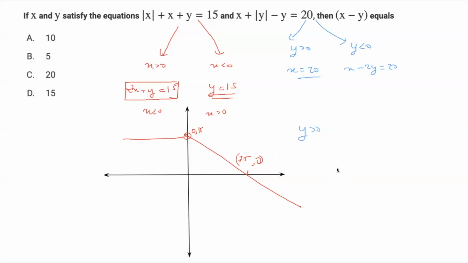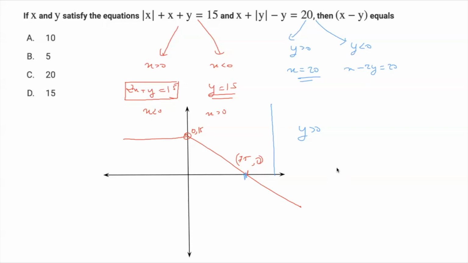Now, y will be greater than 0. In that case, the equation is x equals 20. And you can observe very clearly, guys, y is greater than 0 in the first and second quadrant. The equation will be x equals 20. X being equal to 20, it will be to the right of 7.5. So it will be something like this.